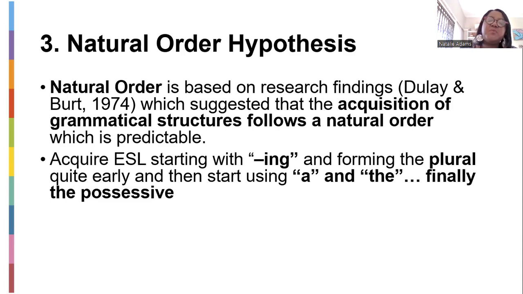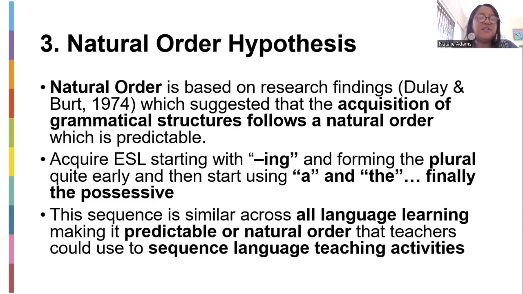So again, remember we talked about this natural order of how we acquire language. And this is what they're saying about how we acquire a second language. We acquire English as a second language starting with the -ing and forming the plurals quite early, and then start using a and the, and finally the possessive. The possessive is a bit difficult for both first and second language students to acquire. But this sequence is similar across all language learning, making it a predictable or natural order that teachers could use to sequence language teaching activities. So yes, they're saying that normally this happens with all second language learners, and it's very important to remember that.